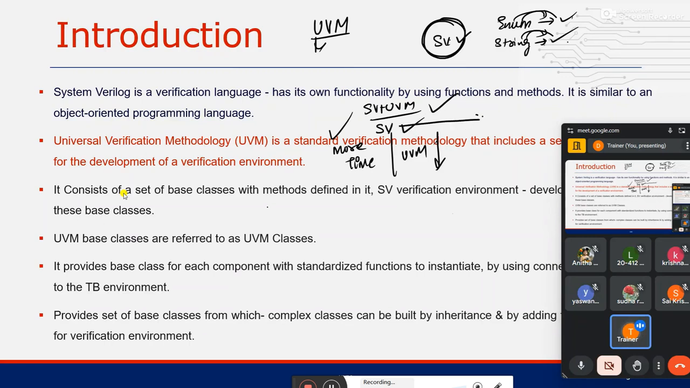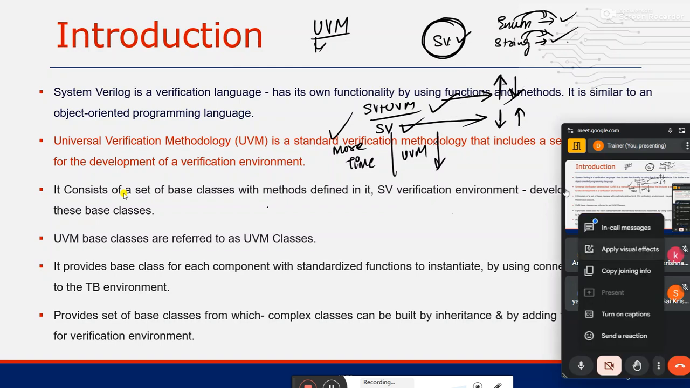But if you use only SystemVerilog, it is of less cost and obviously it will take more time. But UVM is actually costlier as compared to SystemVerilog, but we can complete the project sooner. The time consumption is less. That's the main thing.